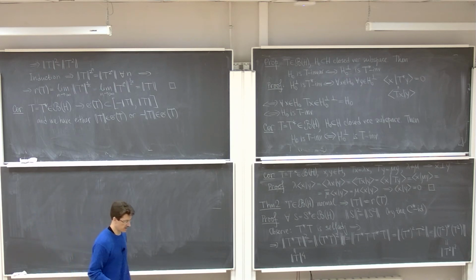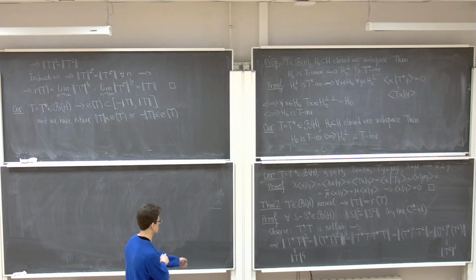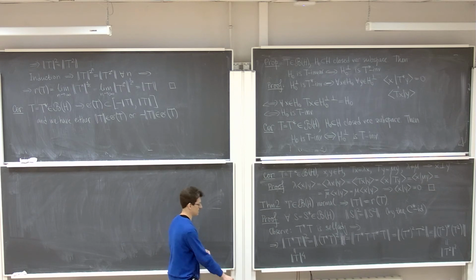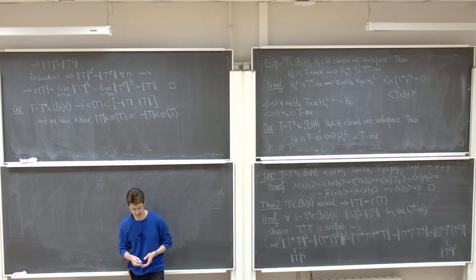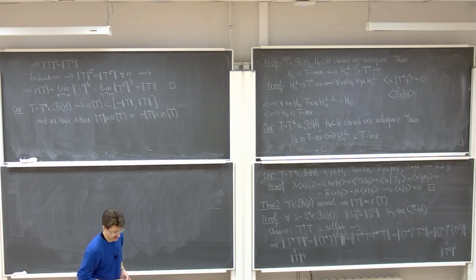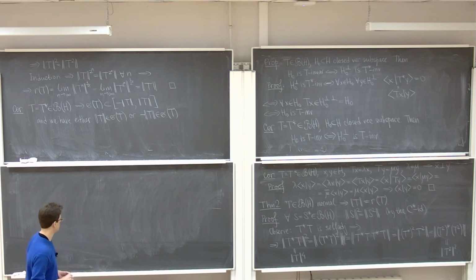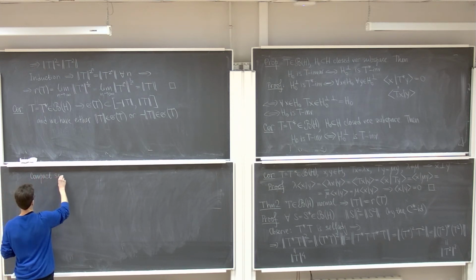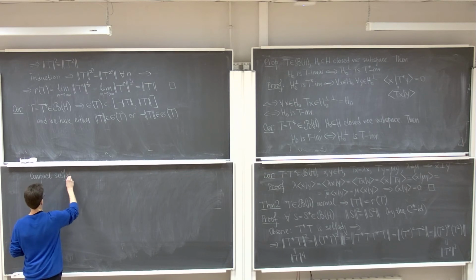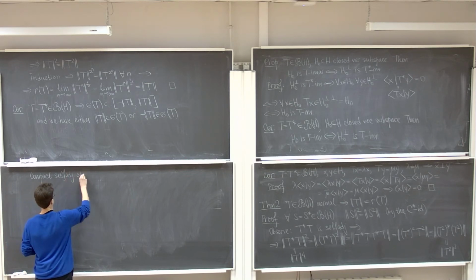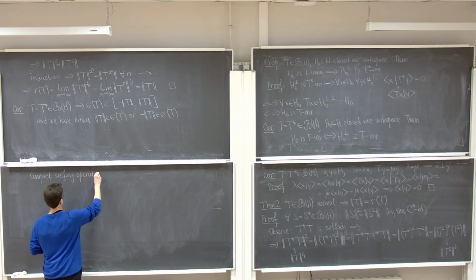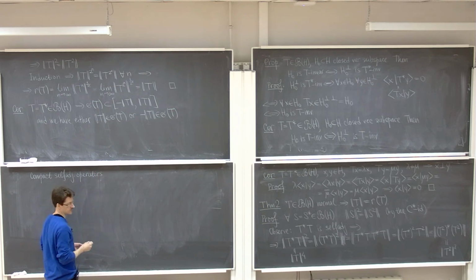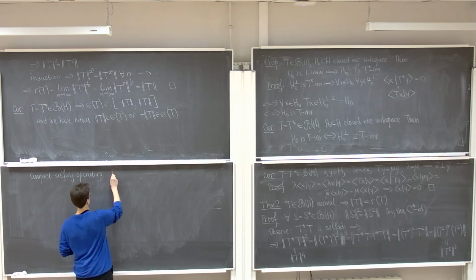Okay, so these are the basic properties of self-adjoint operators. We will come back to self-adjoint operators a bit later. And now we concentrate on compact self-adjoint operators. So our main result here will be the Hilbert-Schmidt Theorem.